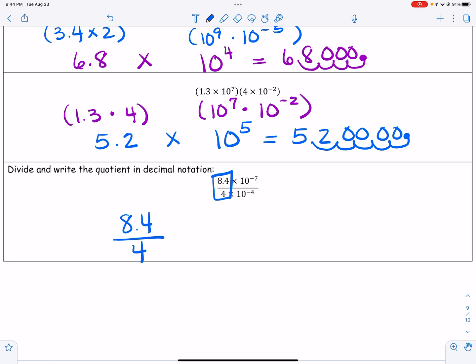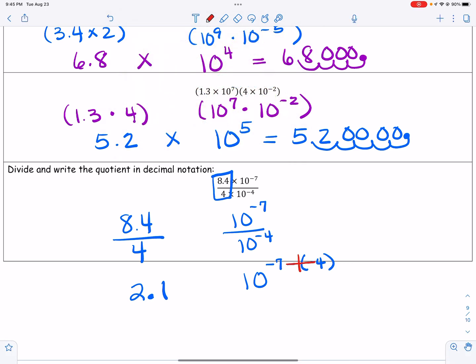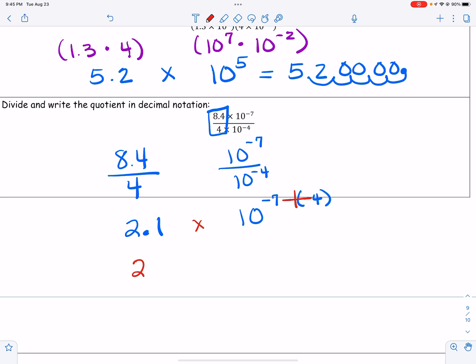divided by 4. That gives me 2.1. And then 10 to the -7 over 10 to the -4. Now, this is where you have to be careful. You will write the base, take the top exponent, and subtract the bottom exponent. And so that's going to change into -7 plus 4. So your final answer is 2.1 times 10 to the -3.